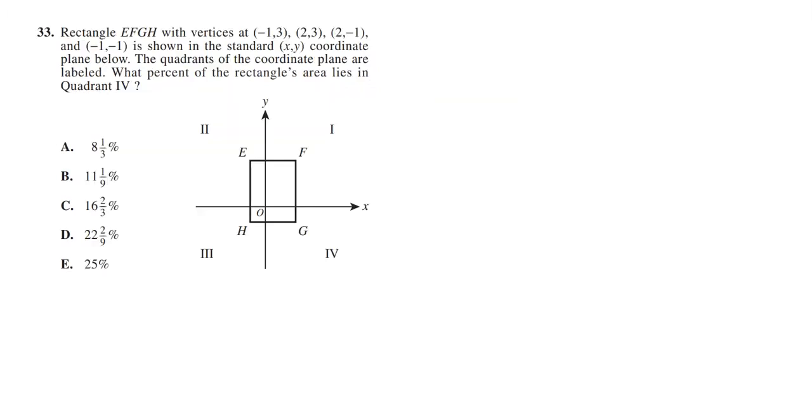So try rectangle EFGH with vertices at -1, 3. So that's E right here, -1, 3, and 2, 3 right here. So let's find the length here. From here to here is -1. So this is going to be 3 units here. And then 2, -1, and -1, -1. So we have 2, -1 right here, and then -1, -1 right here.